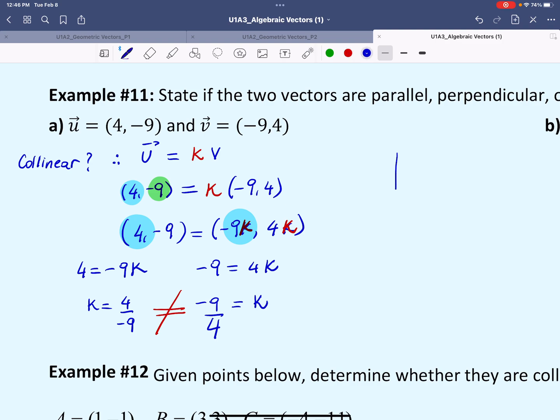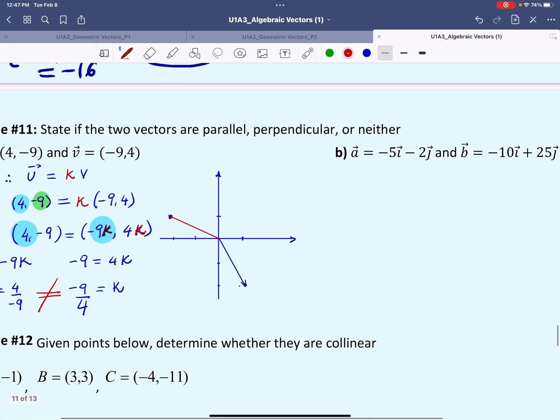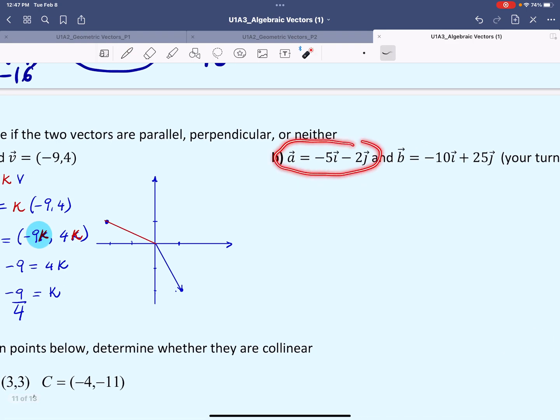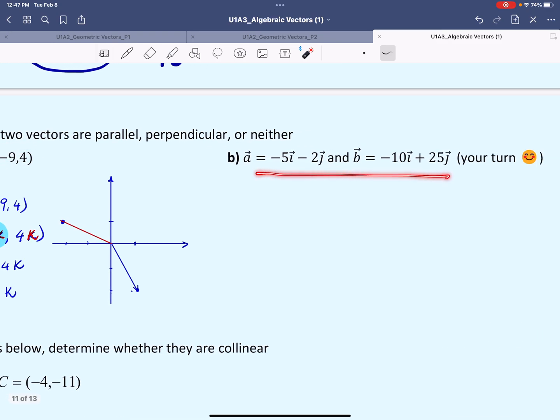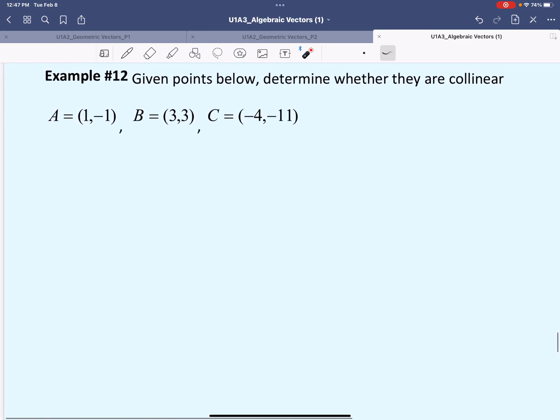So let's take a look at what they look like on the Cartesian plane, and I'm just going to eyeball it because we're not scaling everything. If we have the vector 4, negative 9, let's say this is 4, and negative 9 must be somewhere just below this. So this would be the first vector. The second vector, negative 9, 4, would be, if this is 4, 4 and then a little bit more. So you can tell that the two vectors are not collinear just by doing the graph of it. In the same way, you can practice the next question, but in this case, the vectors are not given in component form, but in standard form. So you can try this on your own.